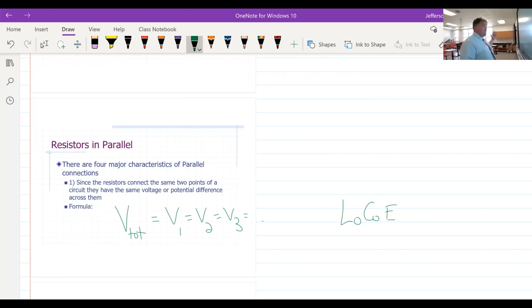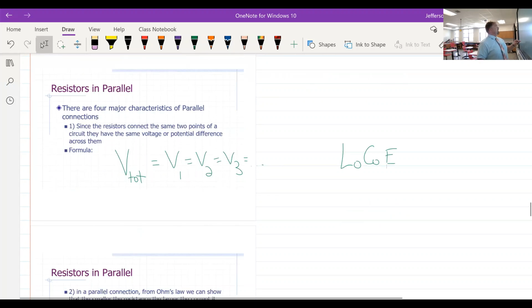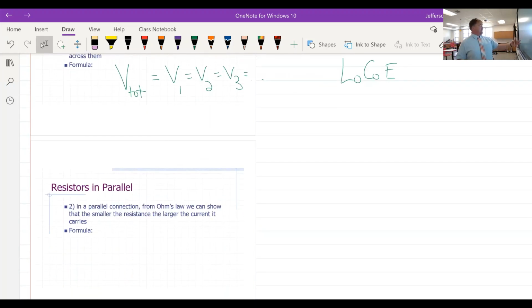Or if we jump out the window to get down there, you'd still lose the same amount regardless of the path. So the same thing works here. So that's first and foremost. The V total is equal to V1 is equal to V2 is equal to V3.